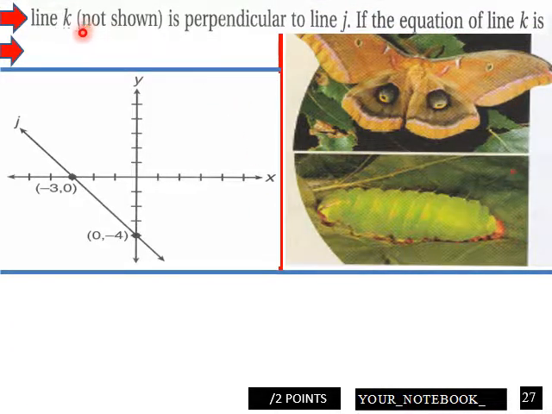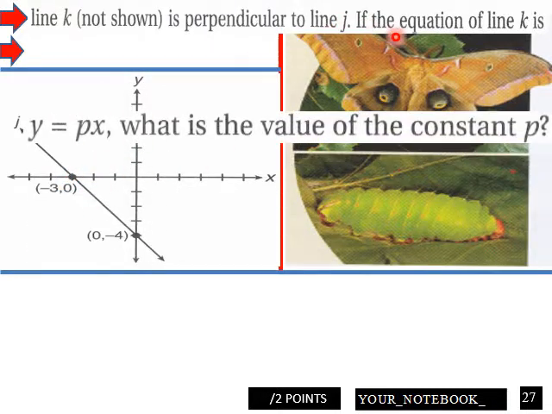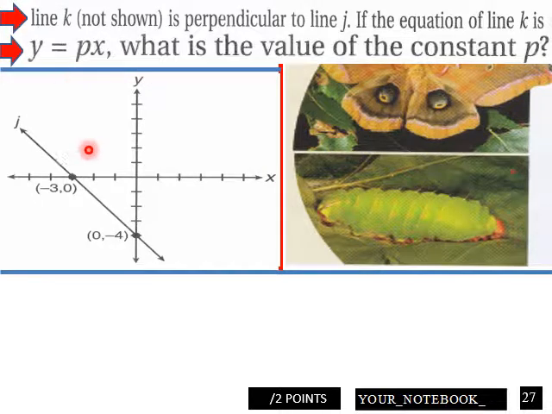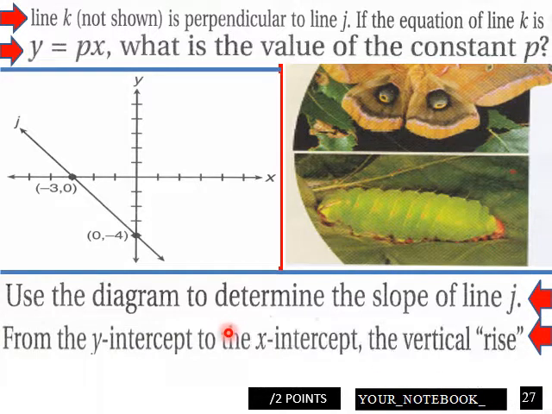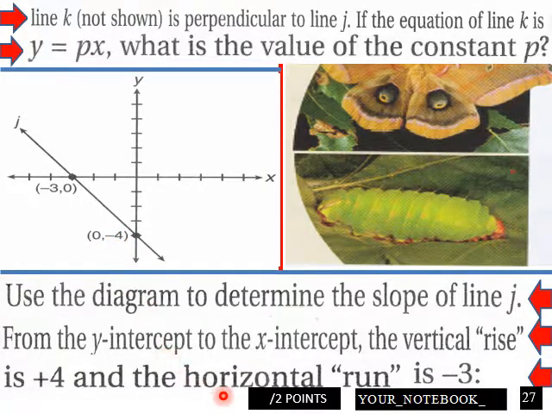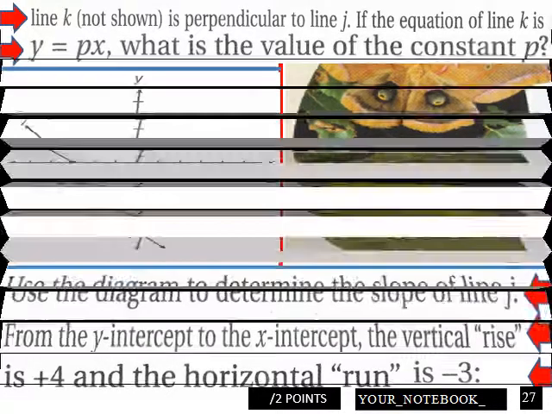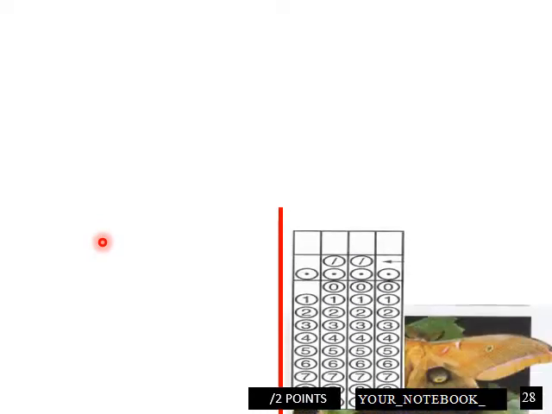Line K, not shown, is perpendicular to line J. Here's line J. If the equation of line K is y equals px, what is the value of the constant p? Using the diagram, we've got to find the slope of J. We have these 2 points here to plug into our slope formula. So we have a negative slope, first of all, so we can go down 4 and then over 3. So we have a slope of negative 4/3.